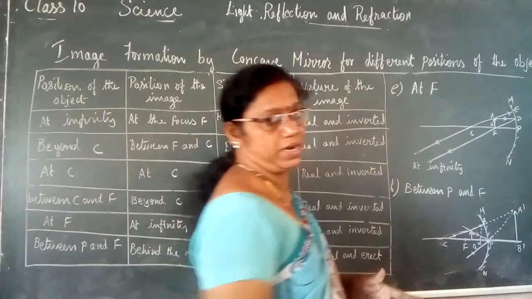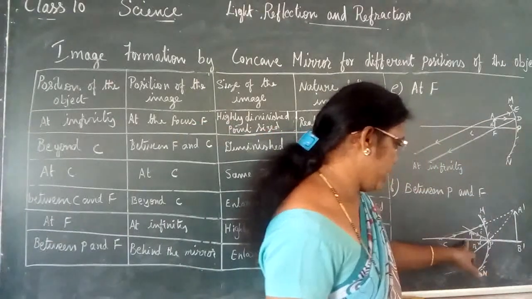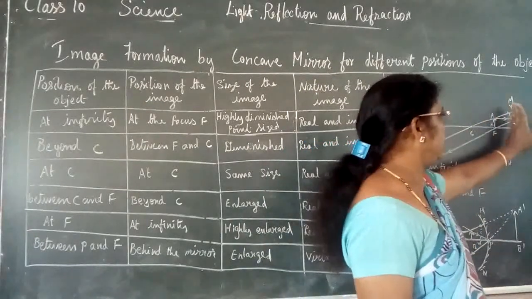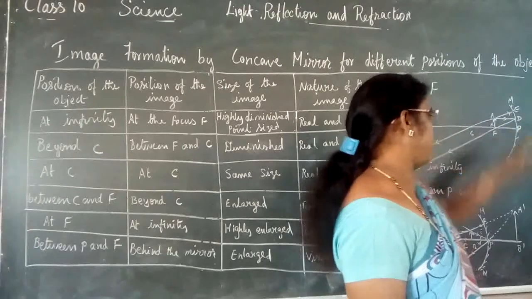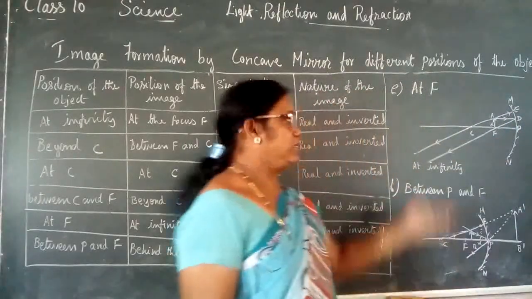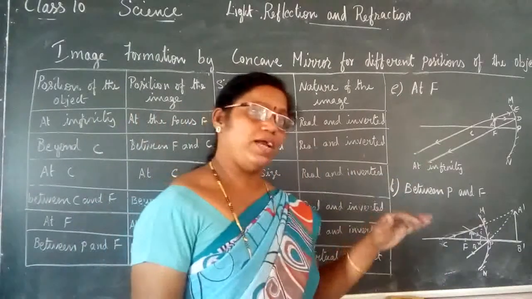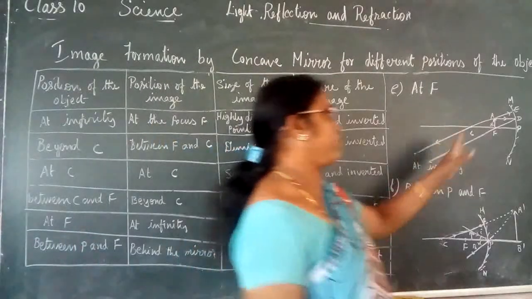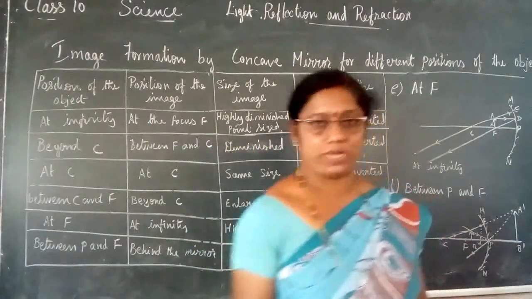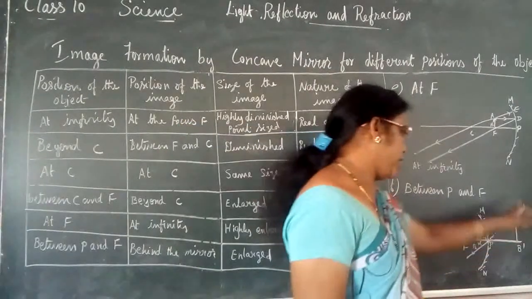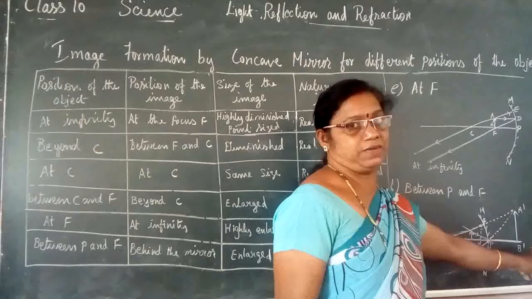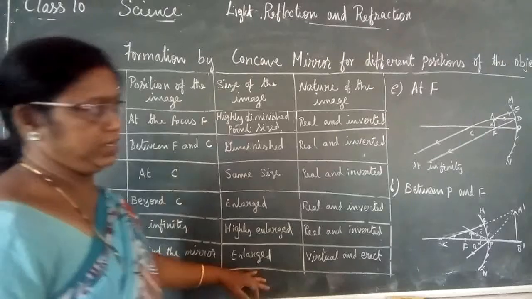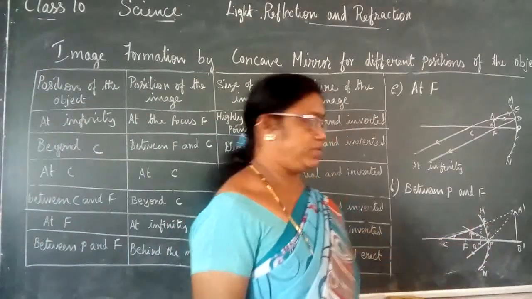The last case is when we keep moving the object towards the mirror. The object is placed between F and P. In between F and P, if you move the object towards the mirror, what type of image will we get? See, in all these cases, we got a real and inverted image. But when the object is placed between F and P, in the case of a concave mirror, we are going to get an erect image. And the size of the image is enlarged. It is big compared to the size of the object.